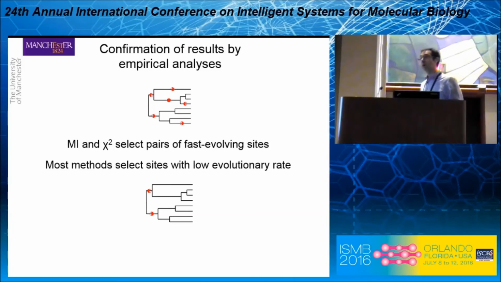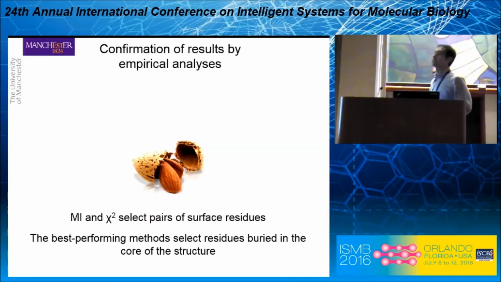Because it's well known that the most conserved residues in a protein are packed in the core of the structure, whereas the residues in the surface are less conserved. And this is exactly what we found. So mutual information and chi-square select pairs of surface residues, whereas the best performing methods select residues that are in the core.